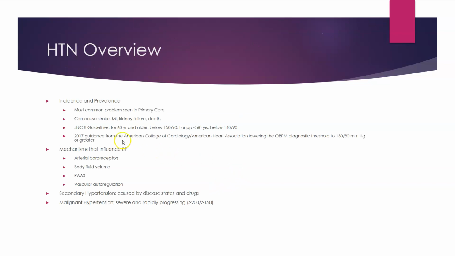So as an overview, incidence and prevalence, we're seeing this very commonly in primary care, but then of course in acute care, you're going to see it where it's caused stroke, MIs, cardiac failure, or death. So what does hypertension mean? Well, it used to be if you're 60 years old and older, your blood pressure would be greater than 150 over 90, or for people less than 60, a blood pressure of 140 over 90.